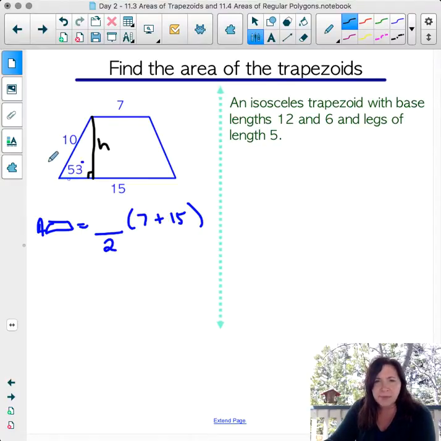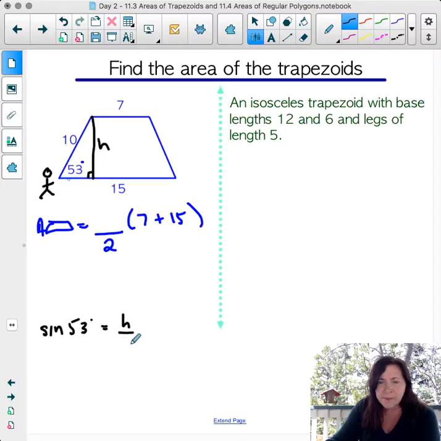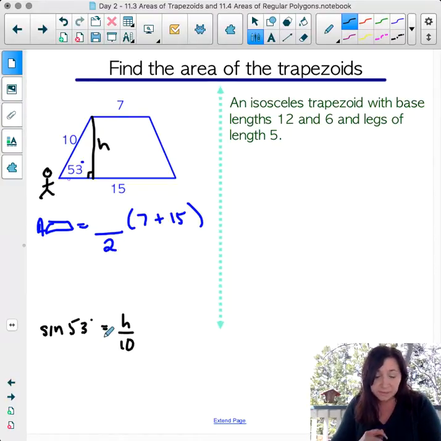So if I'm standing here at this angle, I see that that's opposite, and I've got the hypotenuse. So I would say opposite and hypotenuse, using my SOHCAHTOA, sine, cosine, tangent, is going to be sine. So on the side, I'm going to go sine of 53 degrees is equal to height divided by the hypotenuse, which is 10, opposite over hypotenuse. And I need to find out what sine of 53 is.